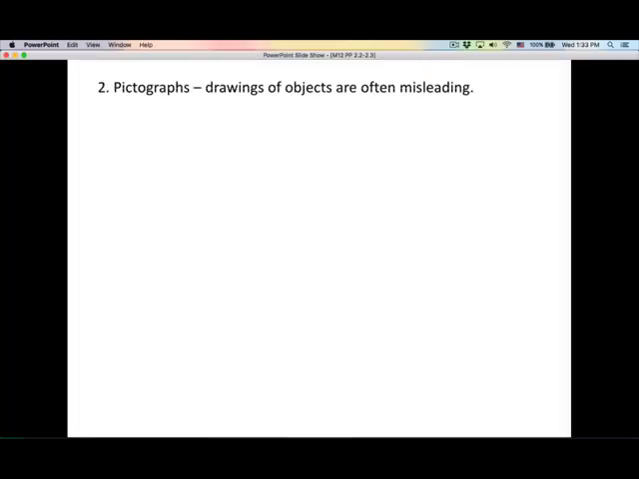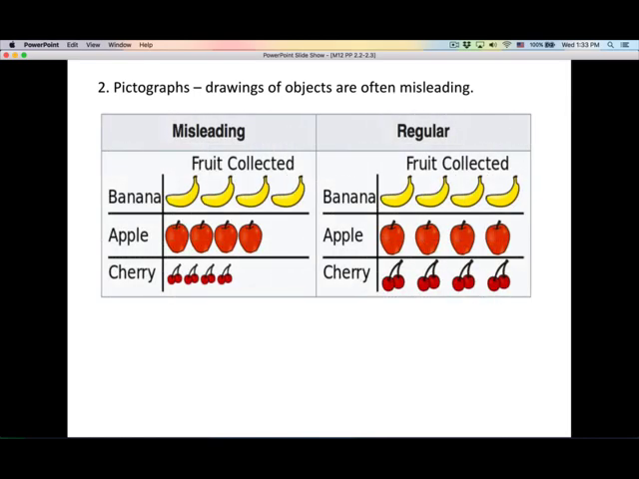Okay, pictographs. Drawings of objects are often misleading. Look at this example here. If you didn't count how many bananas or apples are here, and you just look at the picture, you may think we collected more bananas than apples and cherries. Because the pictures of the bananas are larger than the apples and cherries, we say this is a misleading graph. If we graph it so they have the same picture size, you can see we have the same number of bananas, apples, and cherries here. So pictographs are often misleading.